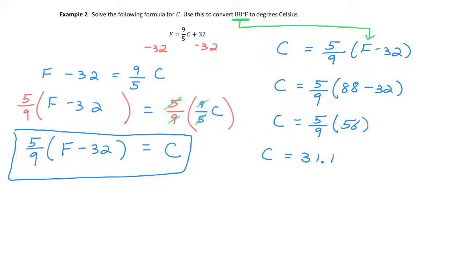I'm just going to round this to one decimal point. But what this says is, if you have 88 degrees Fahrenheit, that is equivalent to approximately 31.1 degrees Celsius. And that is it for this example.